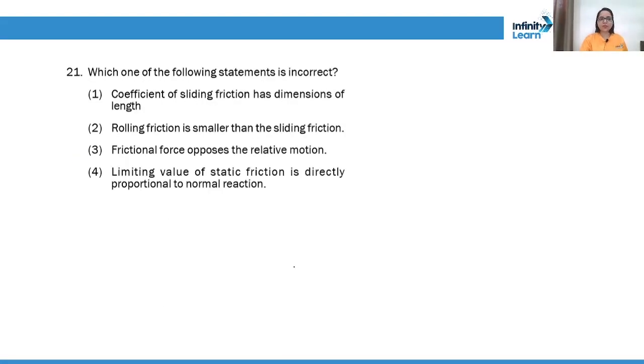Next is question number 28. Which one of the following statements is incorrect? Coefficient of sliding friction has dimension of length. Coefficient of sliding friction is dimensionless. So this one is incorrect. Rolling friction is smaller than the sliding friction. True. Frictional force opposes relative motion. True. Limiting value of static friction is directly proportional to normal reaction. True. So incorrect statement is option 1.